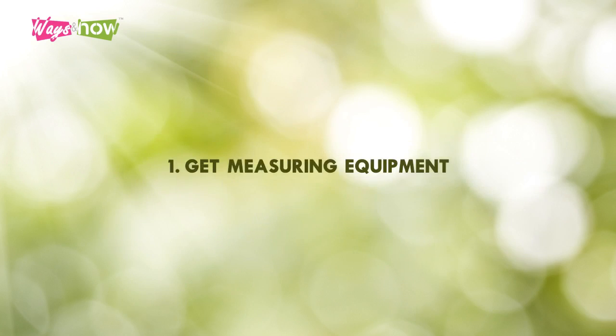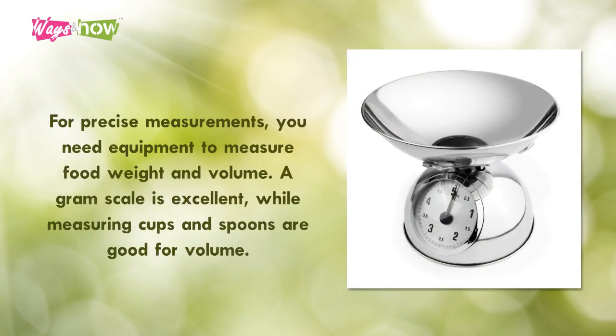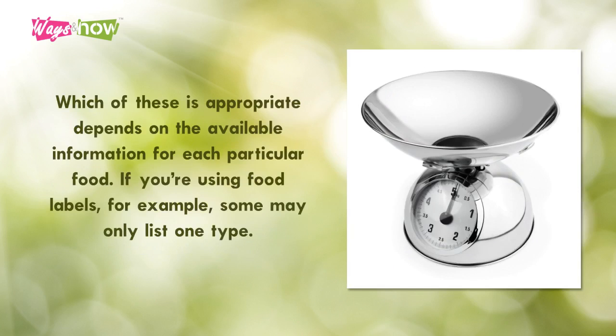1. Get measuring equipment. For precise measurements, you need equipment to measure food weight and volume. A gram scale is excellent, while measuring cups and spoons are good for volume. Which of these is appropriate depends on the available information for that particular food. If you're using food labels, for example, some may only list one type.